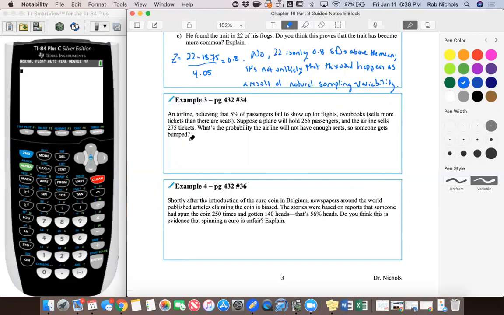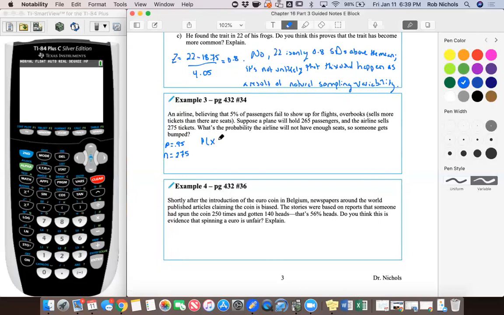All right, so this is a binomial situation. Okay, I've checked all of the conditions. So a couple of things we kind of have to figure out. The first is our probability of success. In this case, we're going to see what's the probability people show up. So that's the opposite of this, and that's going to be 0.95. And the number of trials. In this case, the trials are the number of tickets sold, 275.